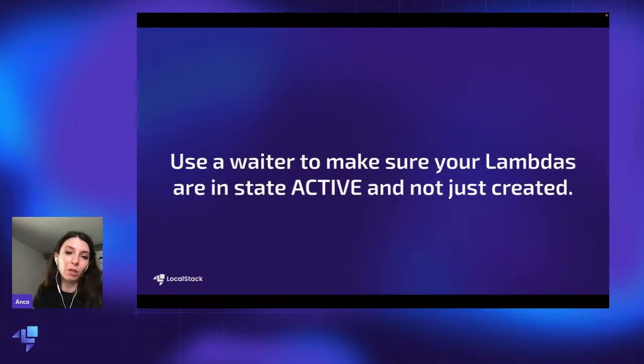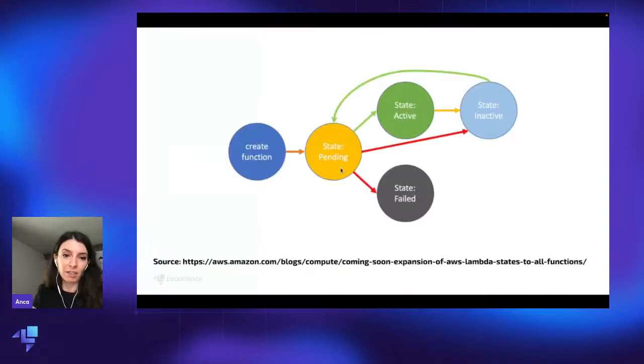So one of them is to use a waiter to make sure that your lambdas are in state active and not just created, because our init scripts will run, but that doesn't mean that the lambdas will be active. This is a little graphic that I pulled from the Amazon blog post that shows you that when you create a function, first it goes in pending state before it can move on to active and receive requests. So you need to make sure that the state is correct. Otherwise, your whole structure will fall apart.